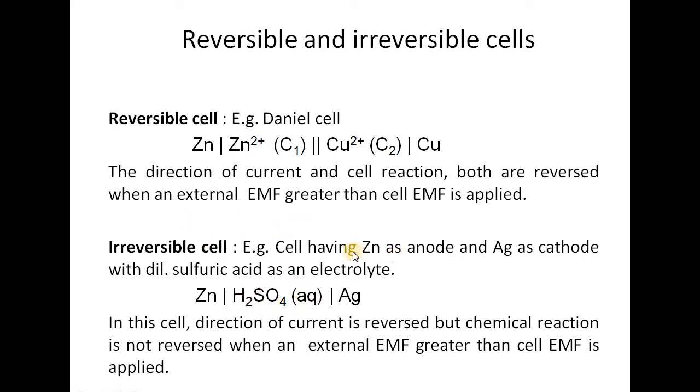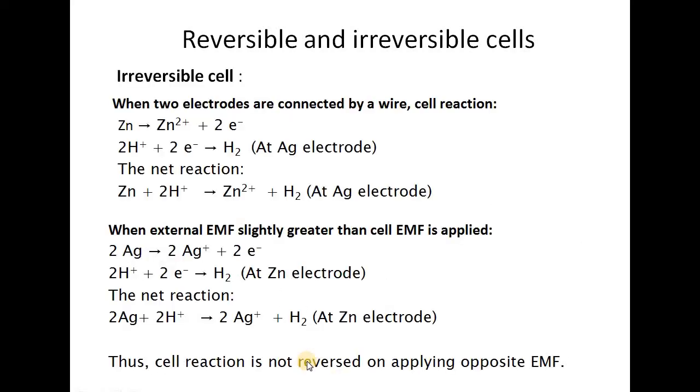So how it acts in this case: when the direct reaction is taking place, the zinc is acting as anode and silver is acting as cathode. The direction of current is reversed on applying the opposite EMF greater than the EMF of the cell, but the direction of chemical reaction is not reversed when we apply an external EMF greater than the cell EMF. Now we can see this in the next slide.